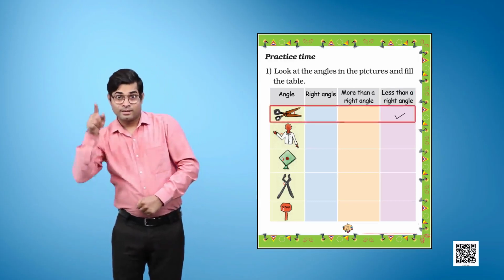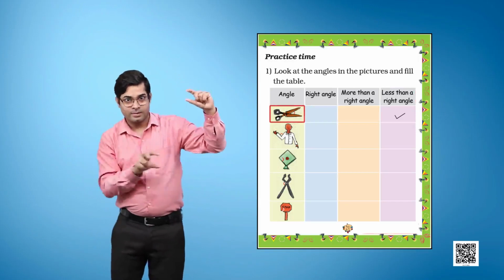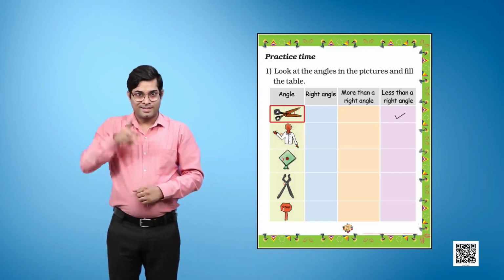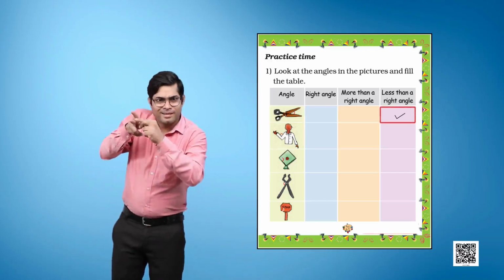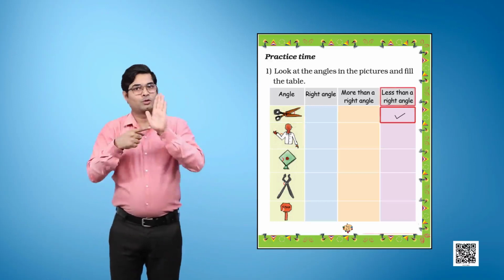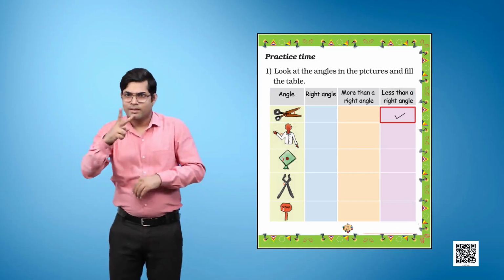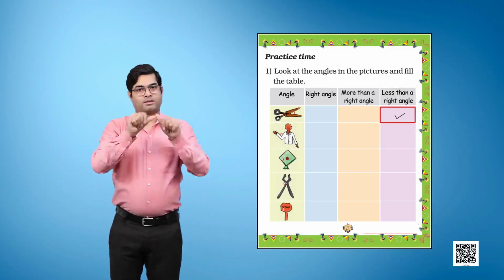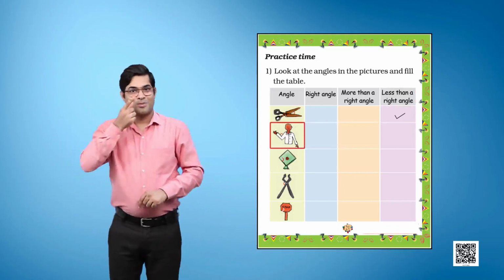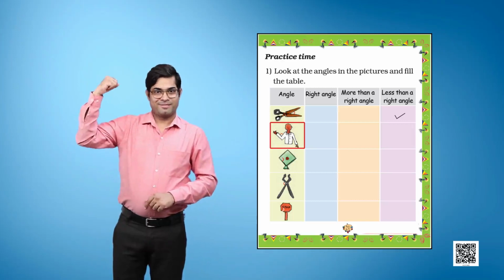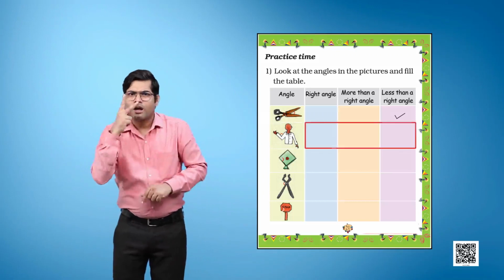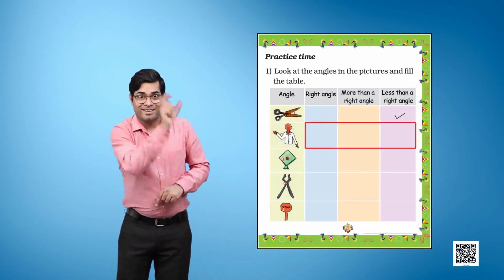In the first row of the first column, a pair of scissors is shown. And the corresponding answer is already filled in. Less than a right angle. A tick mark shows the right answer. In the second row of the first column, we have a person who has a folded elbow. You have to observe the angle and give the correct answer accordingly.